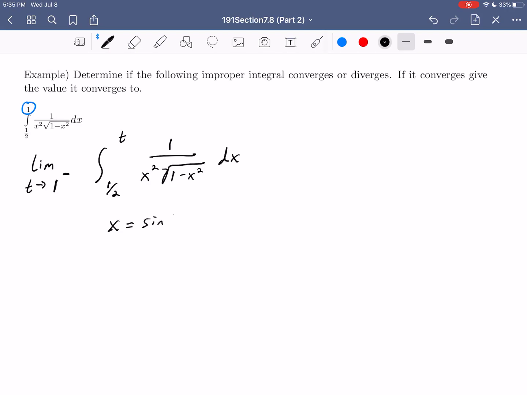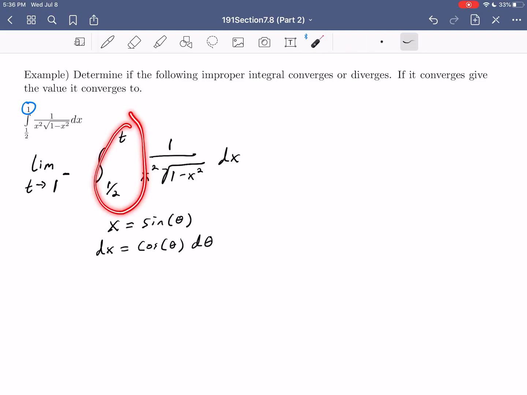So let's try to do x equals sine theta. And we're choosing sine theta because we have 1 minus x squared. So if we plug in sine theta, we'll get 1 minus sine squared. And then we can use the Pythagorean identity, say 1 minus sine squared is equal to cosine squared. Got to also handle the dx, so that'll be cosine theta d theta.